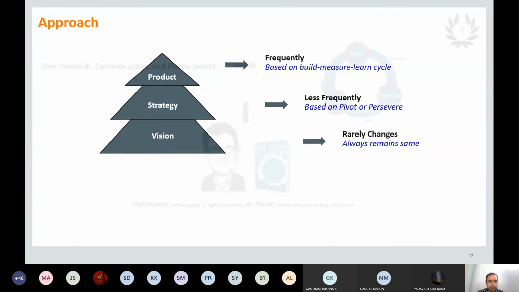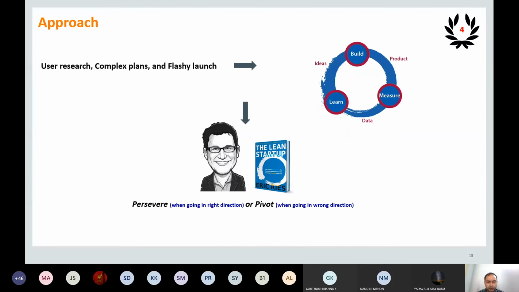Okay, the fourth principle, as I told you, is innovation accounting, which is going to be about preserve or pivot. As I told you, I'll be discussing it.